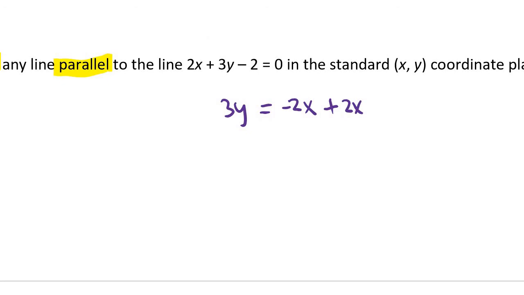Now you're going to divide both sides by 3. Divide both sides by 3. So y equals negative 2x over 3 plus, this is 2, I'm sorry, that's 2, 2 over 3. Okay.